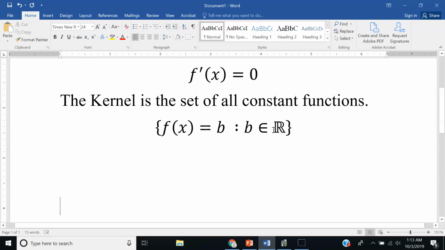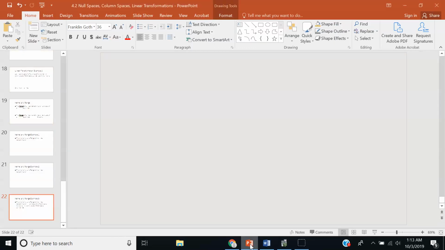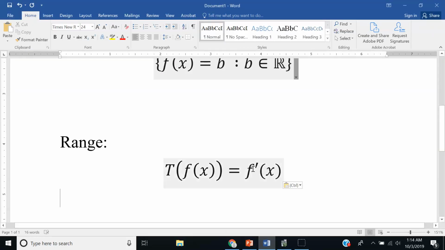Now, what about the range? So let's go through the range. If I take a function and take the derivative, what types of functions are going to be the derivatives? Well, this was actually explained in the problem. It says we want differentiable functions with continuous differentiable derivatives. So what that simply means is that these derivatives will be continuous and differentiable.